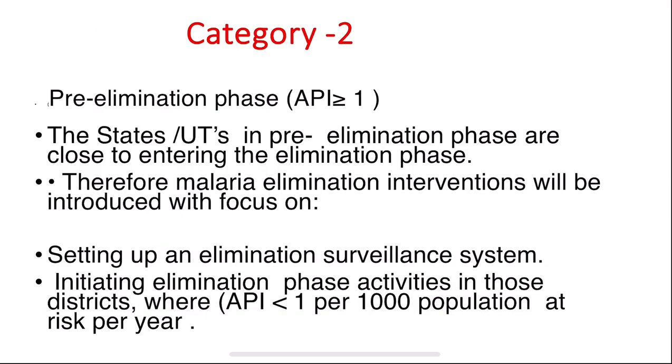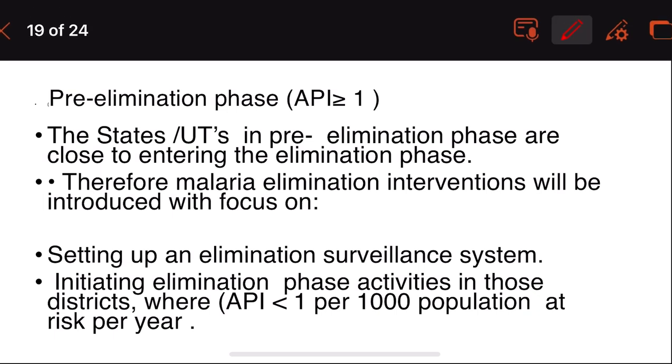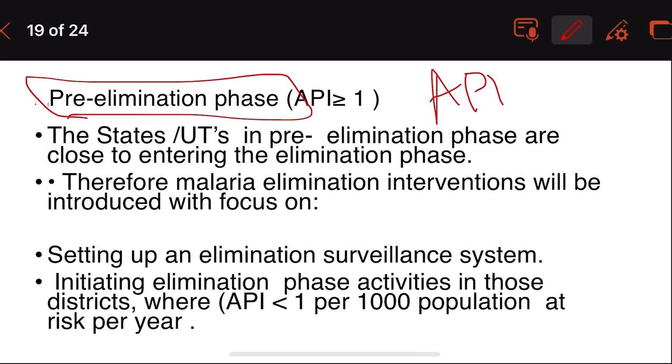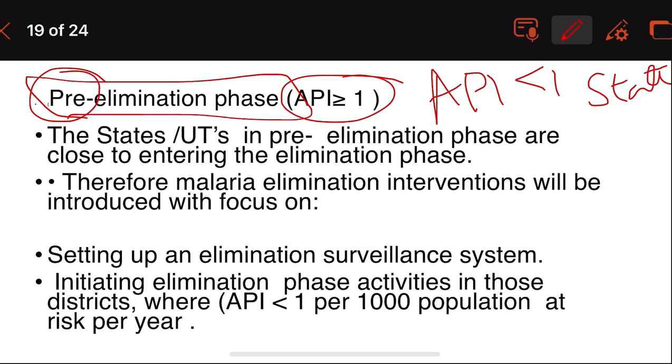Next, moving on to the key interventions for category 2. What is that? Category 2 are those having an API less than 1 in the states, but there are certain districts which have API more than 1. It is a pre-elimination phase where API is less than 1 in certain states, but a few districts will have API more than 1. So they are in the pre-elimination.